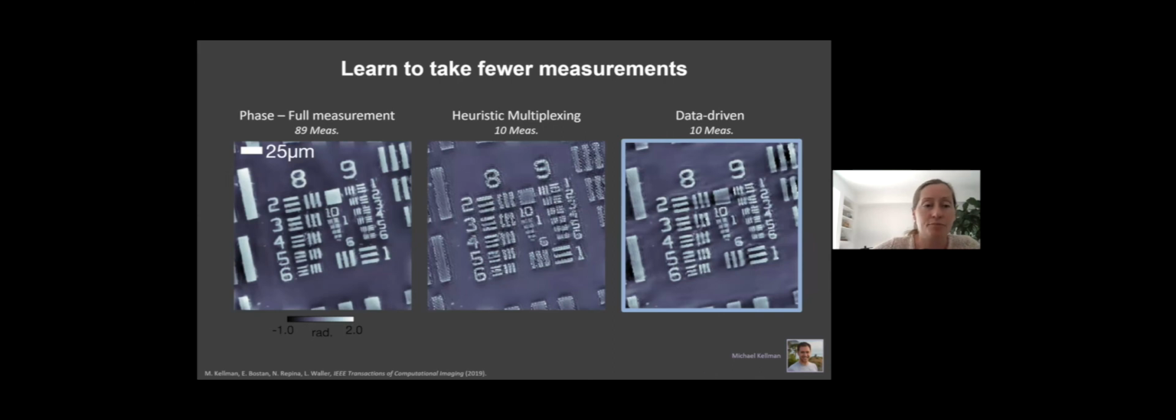If we took one LED at a time, we would have 89 measurements. So we consider this our ground truth. And if we want to reduce to only 10 measurements, our heuristic patterns create a lot of artifacts, whereas the data-driven measurements give a much better result. So we can get away with taking a lot less data.